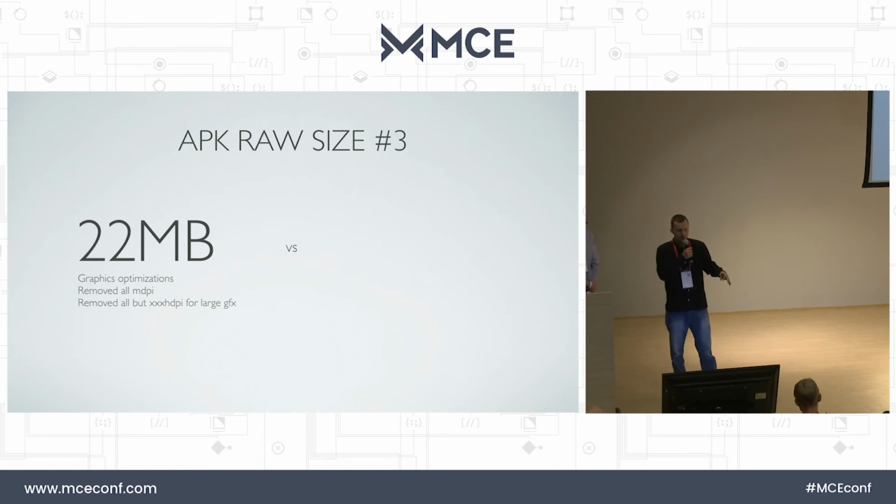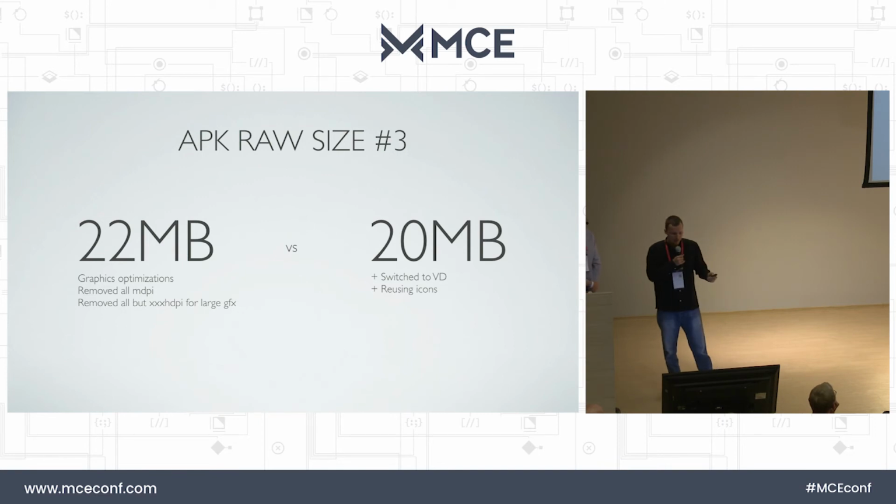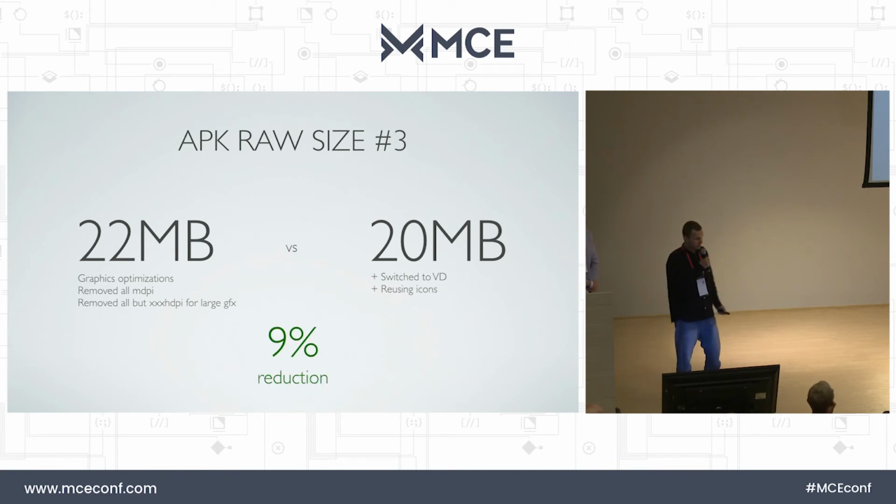we got from 22 megabytes, which we had after applying all these large assets optimizations, and we ended up with 20 megabytes. So it's about a 9% reduction here. And it might seem like it's not a lot in comparison to all these 30 megabytes gains that we got from all these large assets.